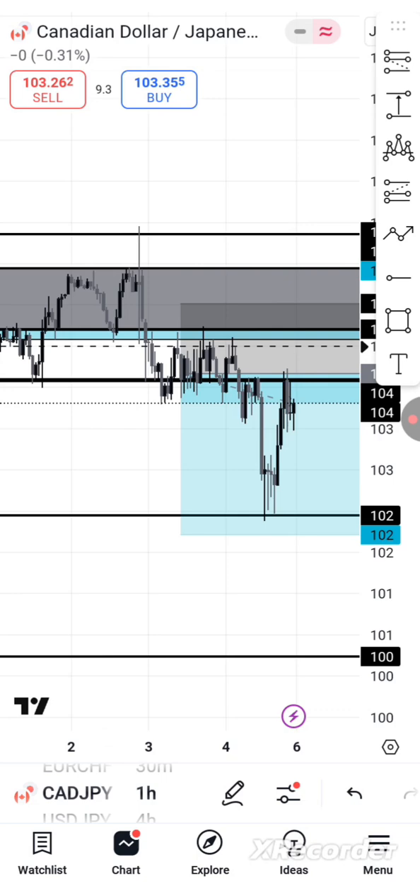So you have seen it. I took the trade from there, and the trade hit my TP. So that was how I got my winning trade for this week.